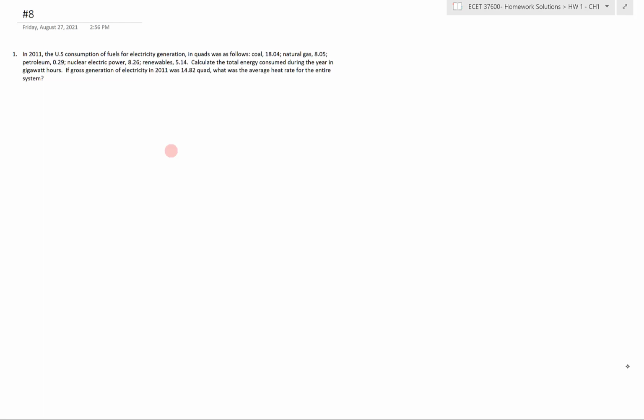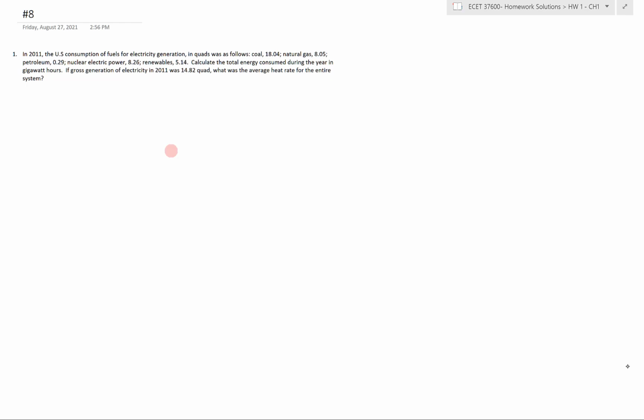In 2011, the U.S. consumption of fuels for electricity generation in quads was as follows: coal, 18.04 quad; natural gas, 8.05 quad; petroleum, 0.29 quad; nuclear electric power, 8.26 quad; renewables, 5.14 quad. Calculate the total energy consumed during the year in gigawatt hours. And if gross generation of electricity in 2011 was 14.82 quad, what was the average heat rate for the entire system?